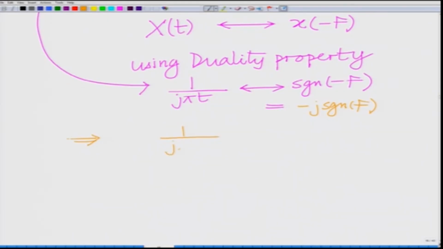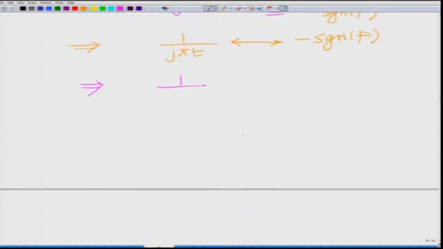This implies that 1 by j pi t has Fourier transform minus sign f, sorry, not minus sign of minus f, it is minus sign f. So, 1 by j pi t has Fourier transform minus sign f, which implies, now taking the j to the other side, 1 by pi t has the Fourier transform minus j sign f.